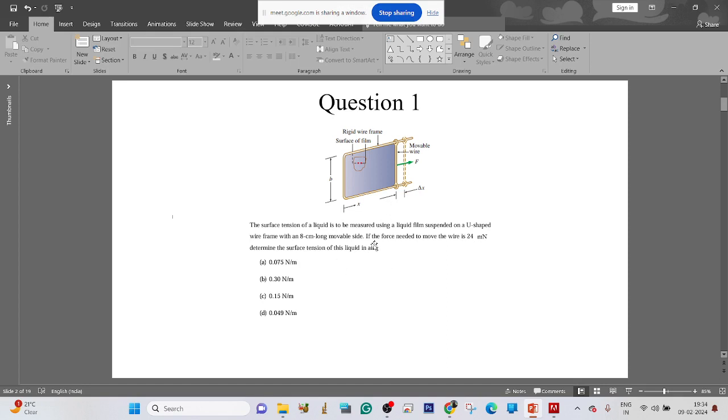So this is the movable side of the frame, and with this help we need to keep this in equilibrium. Obviously the force that is experienced will be countered by the surface tension force. So at equilibrium, both of the forces will be equal. It said that the force needed to move the wire is 24 millinewton. So we have to determine the surface tension. Can you do that?